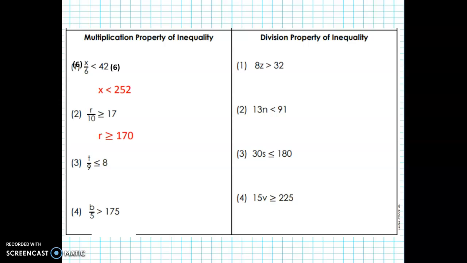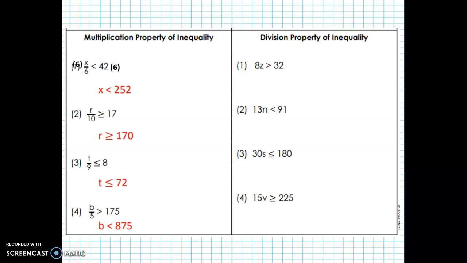t divided by 9 is less than or equal to 8. We're going to multiply both sides by 9. So 8 times 9 gives us t is less than or equal to 72. b divided by 5 is greater than 175. We're going to multiply both sides by 5. 175 times 5, b is greater than 875.